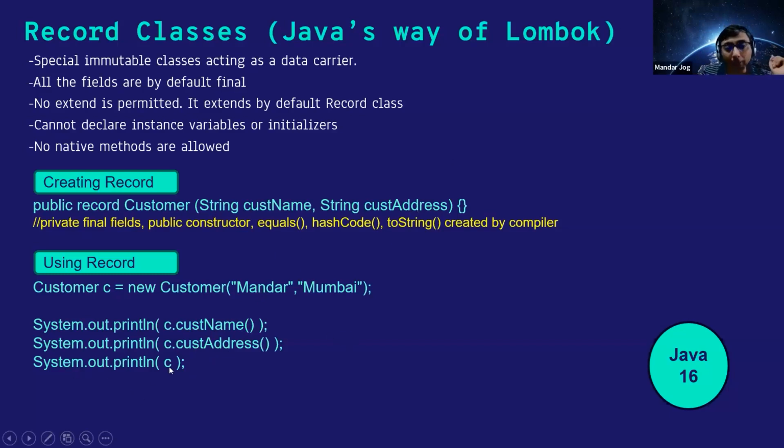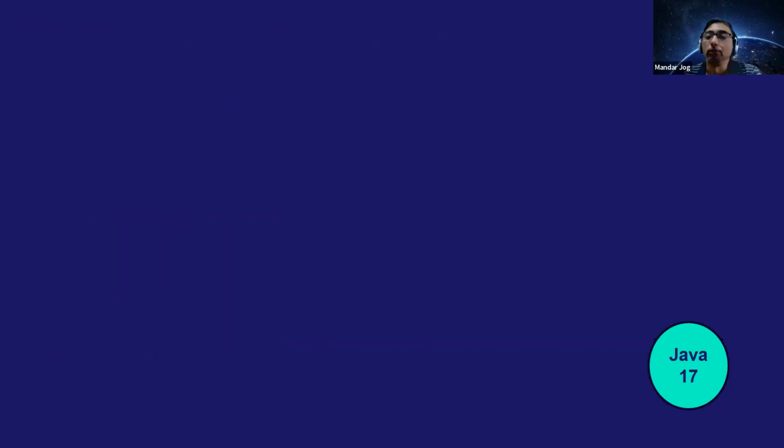And if you just print this c, it will print the toString method, which is internally implemented, which will automatically print the customer name and customer address. Unlike the default toString method in the Object class, where you get the string representation in the hash code format, that is not there here. So that is something you can use by using the record. Very interesting class, and a lot of times you will observe this record class. This is in Java 16 and Java 17.